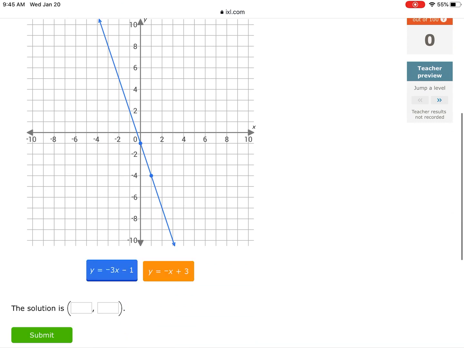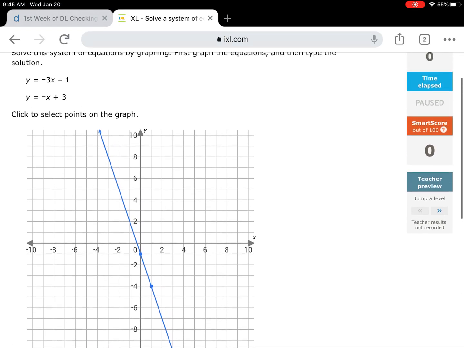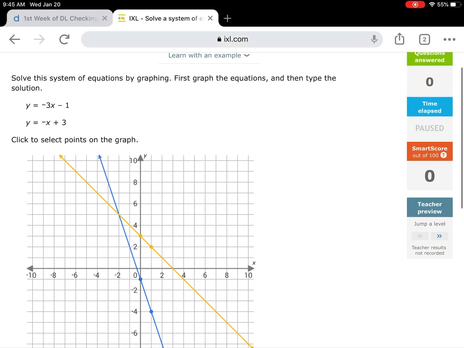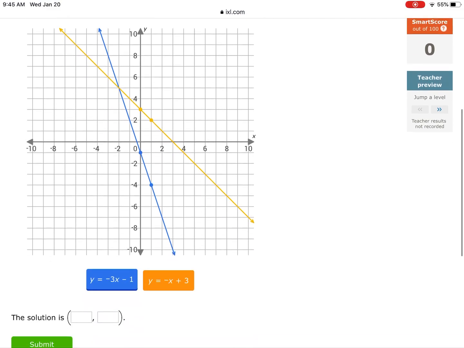So now I'm going to click this second one. Notice when you have to click which one you want to graph first, and you need 2 points. First one is the y-intercept, which is at +3, and then down 1, right 1. Okay, and then it says to type the solution.